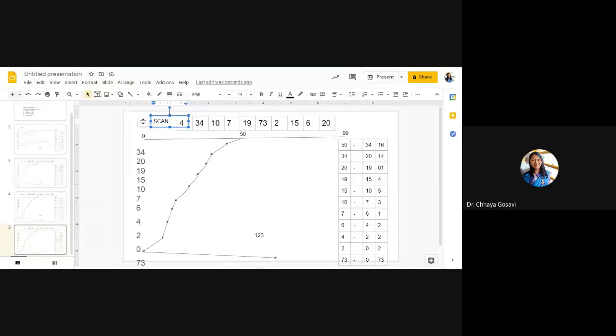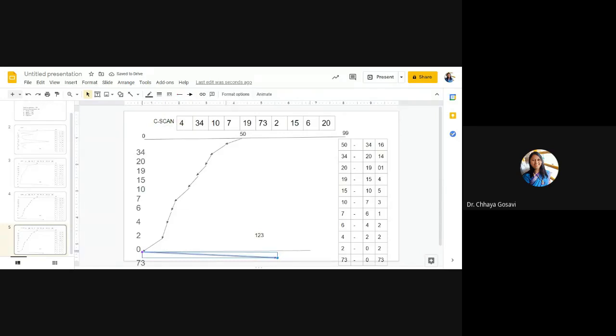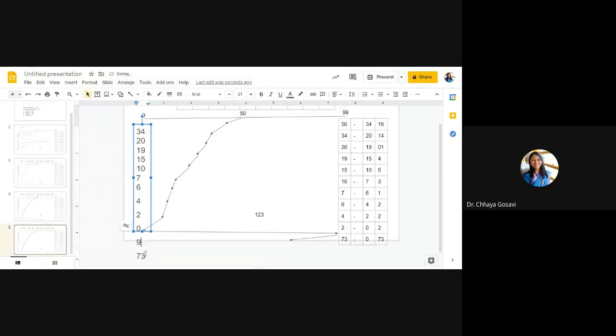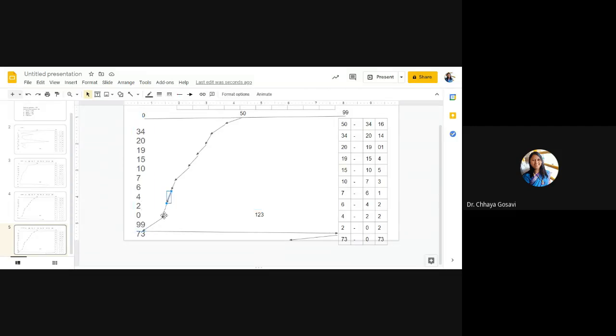So for our case, the difference between C-scan and scan is that from 0, first it will move till 99. From 0, it will move to 99, and from 99, it will come back to 73. So one more value is added here, 99. Then it will continue 34, 20, 19, 15, 10, 7, 6, 4, 2. Then from 2, it will move to 0.